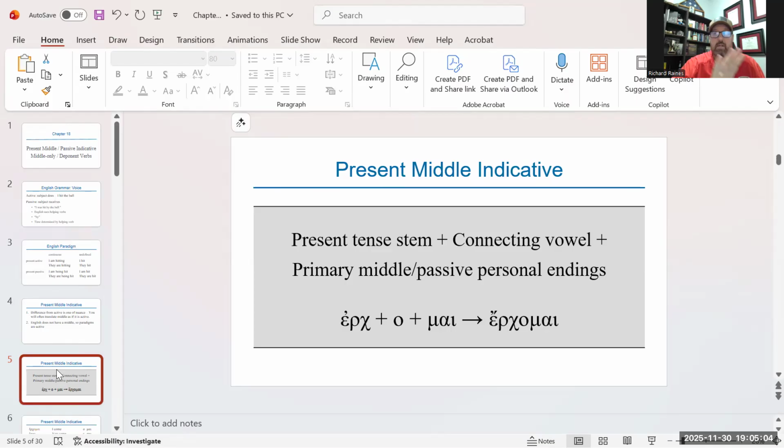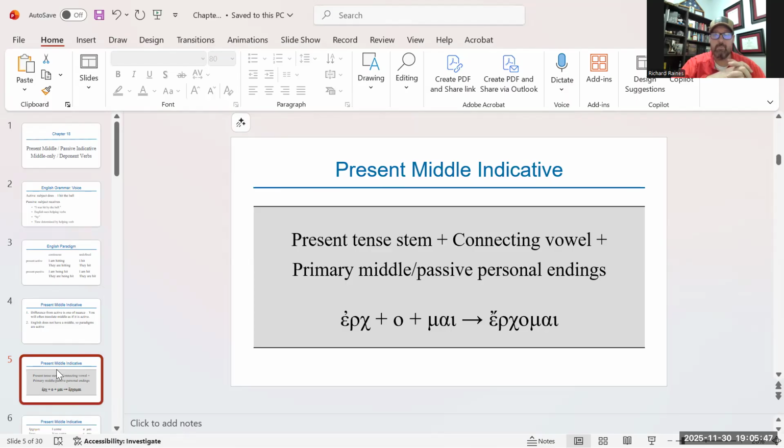In the present middle and the present passive, the endings are the same. And so you are going to translate the middle as active, and you're going to translate the passive as passive. Now, we're going to get into this in just a minute. I'm just warning you that I want you to begin thinking about that. And there are two things that are going to help you know whether to translate the word that you see as either middle or passive. Context is going to tell you whether or not it should be translated as active or passive.